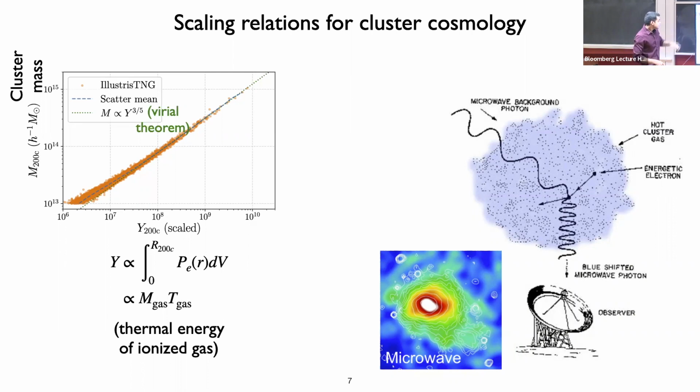And so this relation, M proportional to Y^(3/5), is coming from the virial theorem. So how does this give an estimate of the mass? Sorry, how can this be used for estimating mass? You can measure this Y parameter on the x-axis, and then you can infer the mass using a relation like this. Does it need any model for the electron distribution?